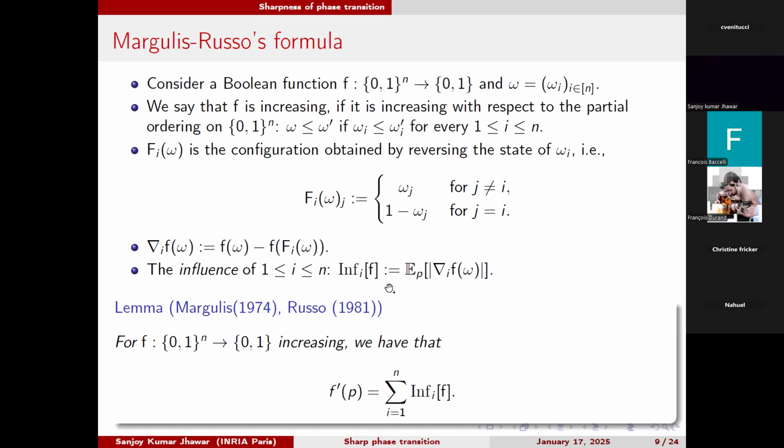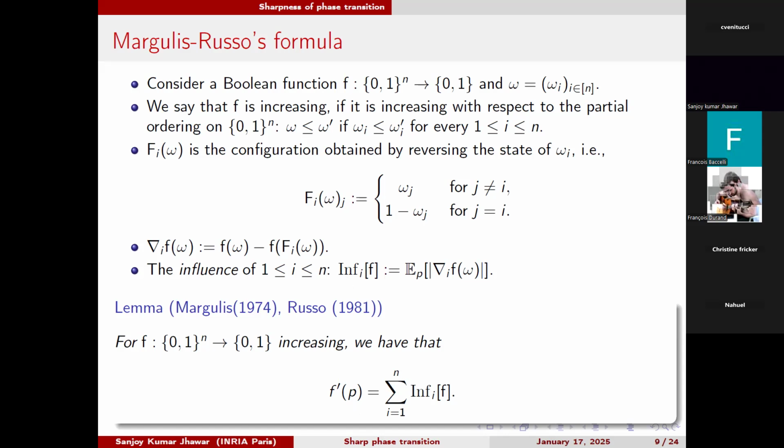That means if you change the ith coordinate of the vector, then how much on average this function is changing. That is the influence, the particular influence of a coordinate of the vector, right? So the derivative of the average value of the Boolean function can be expressed as the sum of the influences of each coordinate on the function.